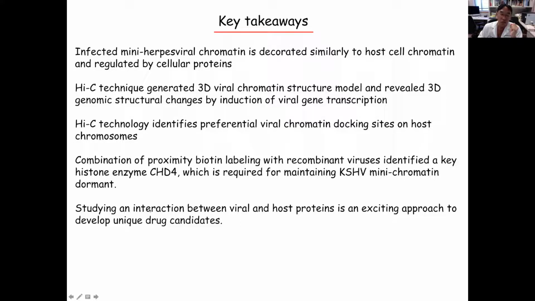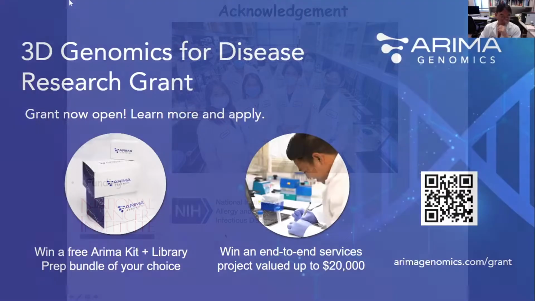Studying the interaction between the viral and host proteins, developed during the evolution of the virus, is a very exciting approach to developing unique drug candidates.